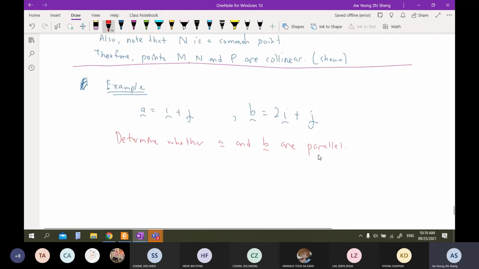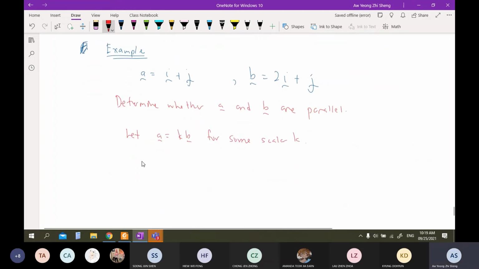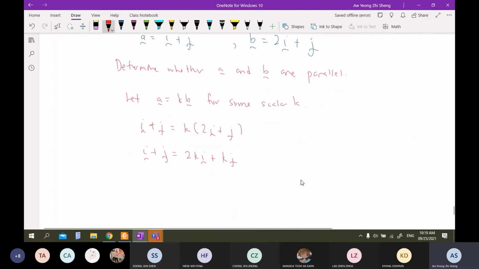So if you start off by saying, if you let A is equal to KB for some scalar K, then if you try to write I plus J is equal to K times 2I plus J, of course I plus J is equal to KI plus KJ. Then if you compare coefficients, here it's okay to compare because I and J are known to be non-parallel and non-zero. And so you will have 1 equals 2K, and that gives you K equals half.